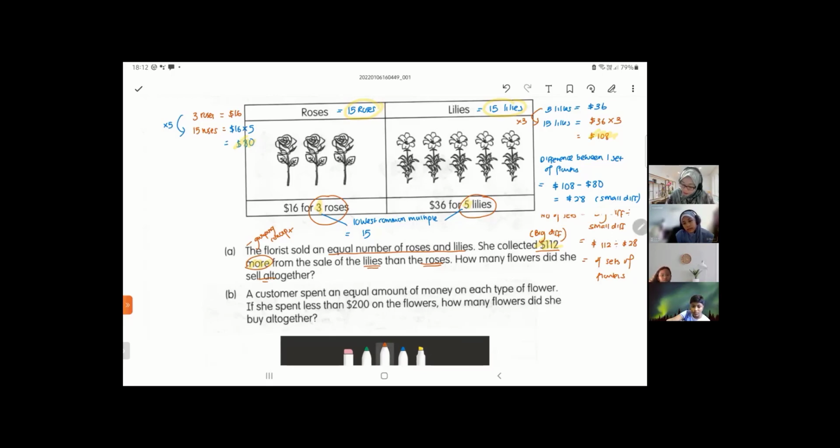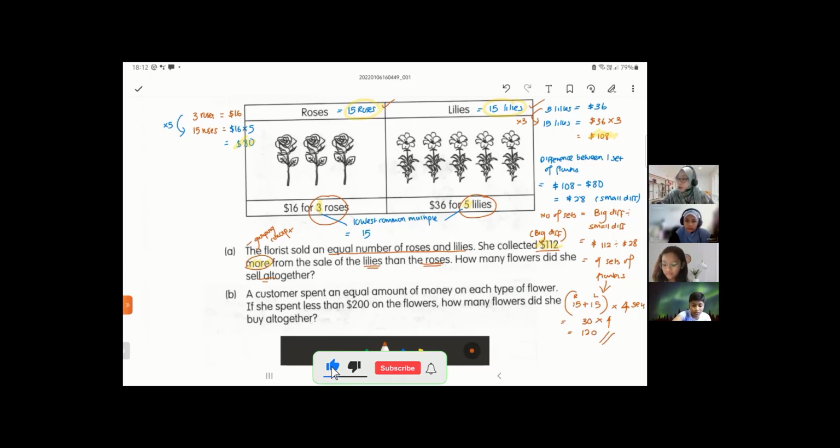So 4 times 2 of 15, because the lilies and roses are 15 and 15, right? So 15 plus 15, answer times 4. Because this is roses, this is lilies. Then how many sets of the flower? 4 sets. So 30 times 4 is 120. Answer. Another way to do this is guess and check, but I will not go into guess and check because you should know how to do your guess and check.